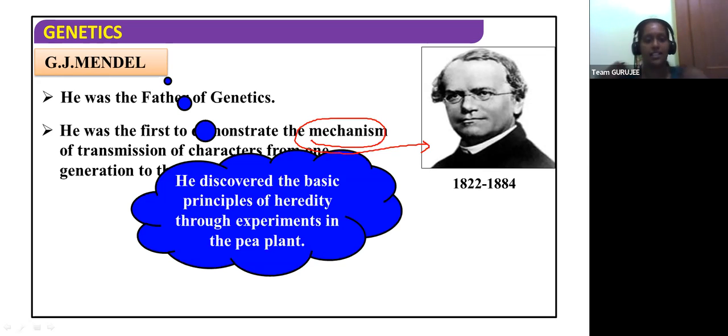What did he discover? He discovered the basic principles of heredity through experiments in a very simple plant called the pea plant. So really, this man is a genius, I would say. Why? Because he chose a wise plant. Why did he choose those plants? We'll be talking about that in the next few slides. And that was his experiment. He discovered a lot of important things that are today the basis of a lot of experiments that are being carried out till today.